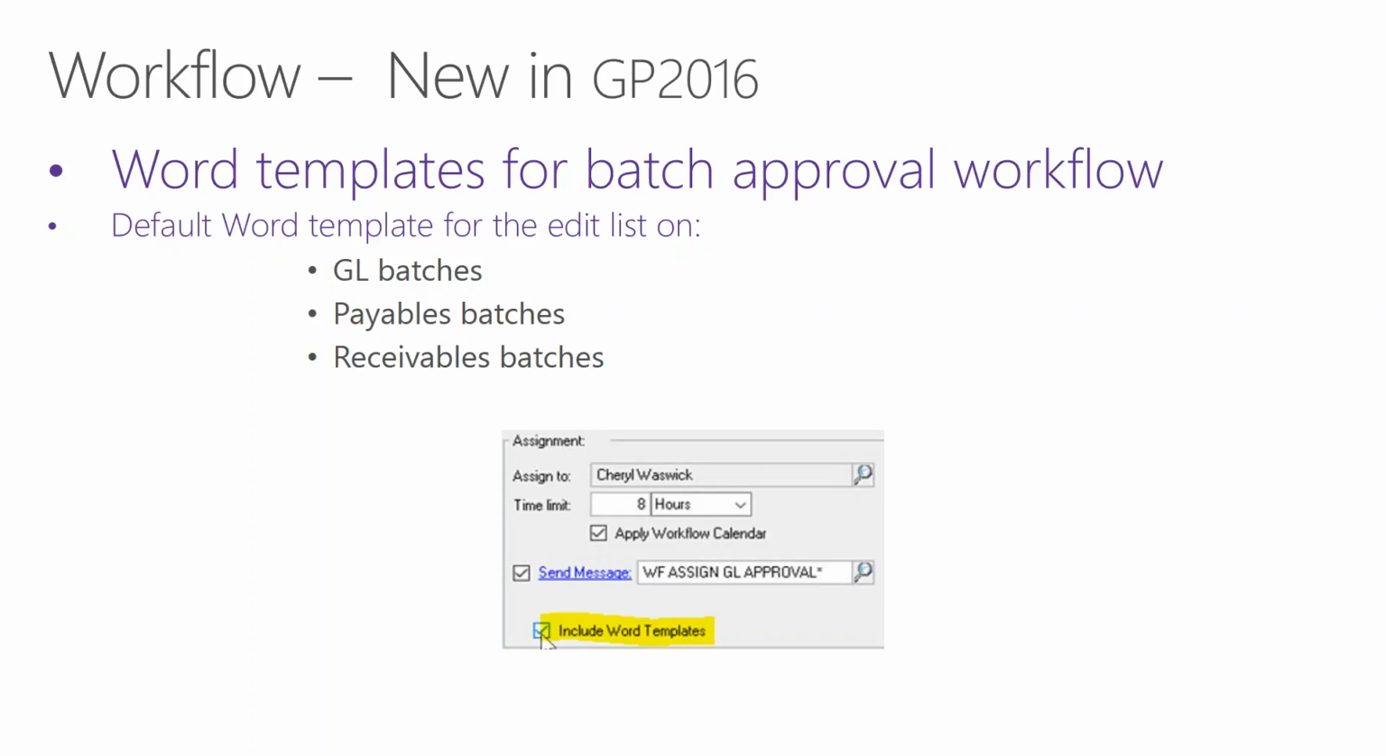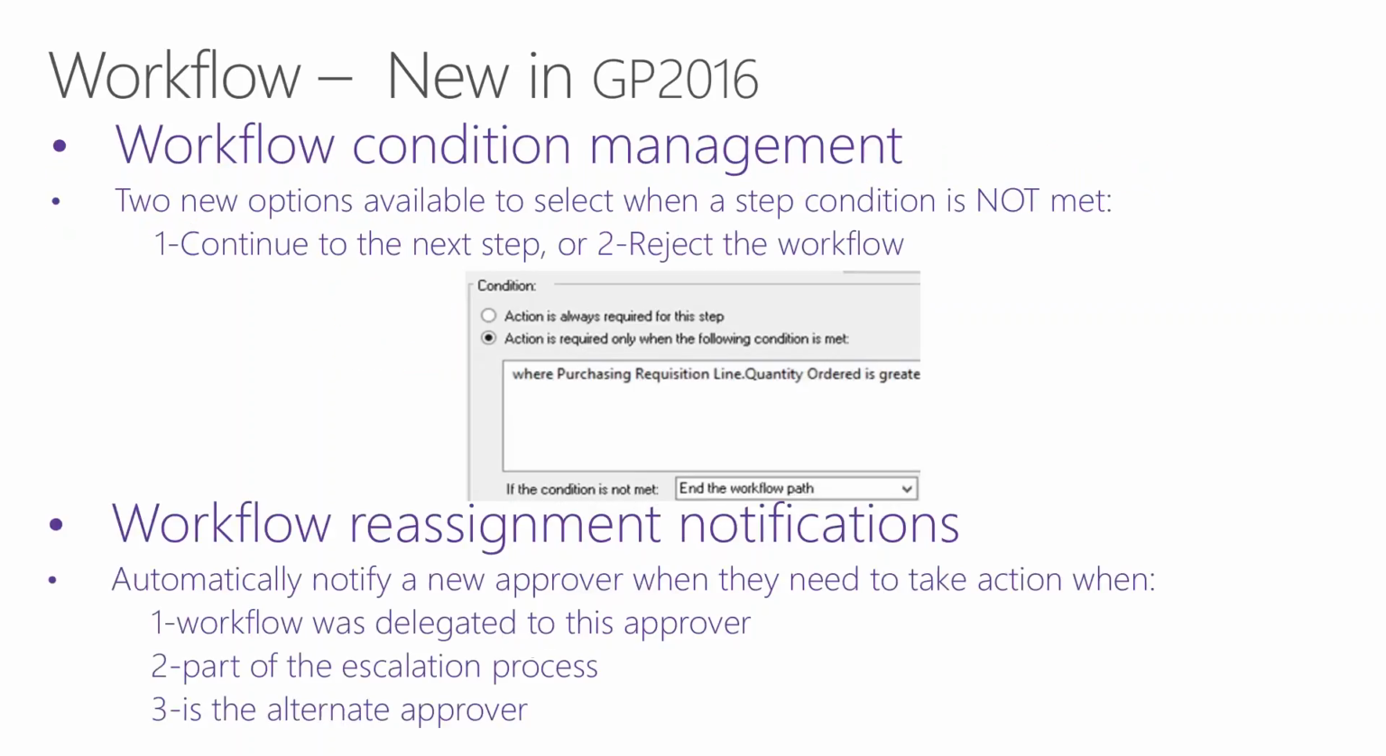And new in 2016 is the Word templates for those batch approvals. I mentioned it in our demo, where those include Word templates need to be included. And I mentioned there's a new ability to reassign, send it on to someone else, or delegate to a different approver. So again, those are 2016 features. You wouldn't have those if you were on an earlier version.